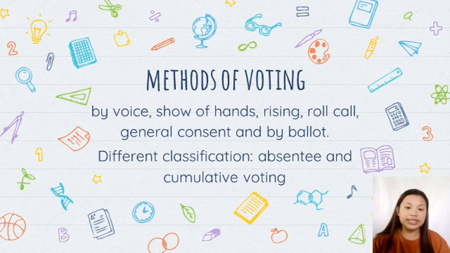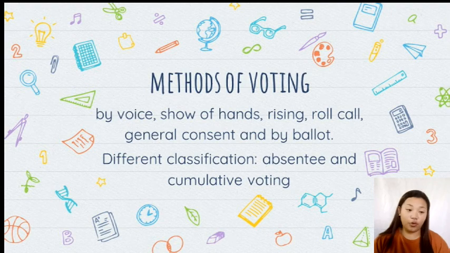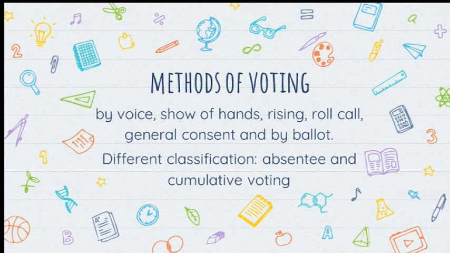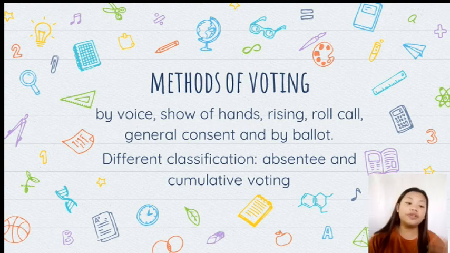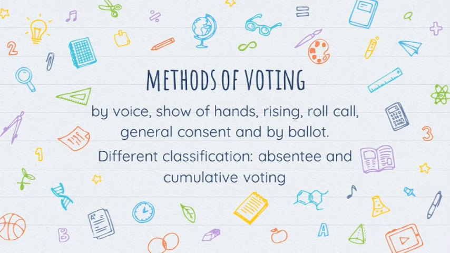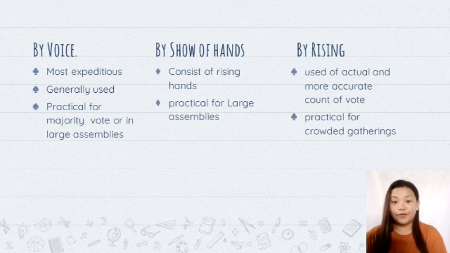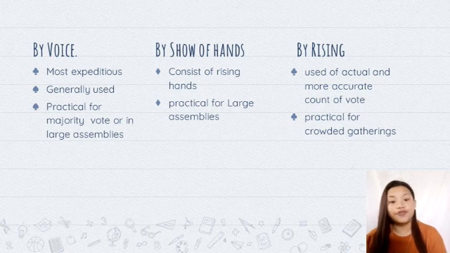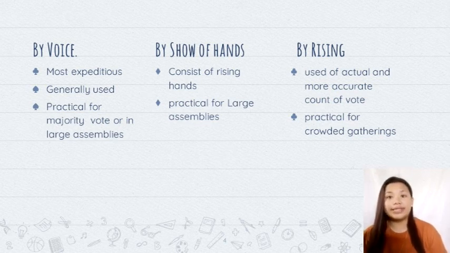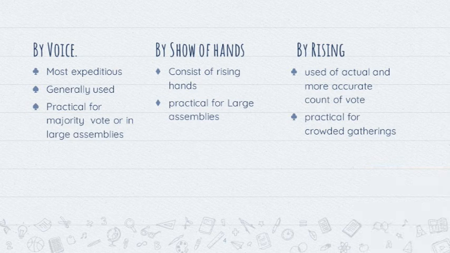Methods of voting. There are 6 methods of voting: by voice, by show of hands, by rising, by roll call, general consent, and by ballot. Another different classification is absentee voting and cumulative voting. The first method is by voice. It is most expeditious, which means efficient. It is generally used. It is also practical for majority vote or in large assemblies.